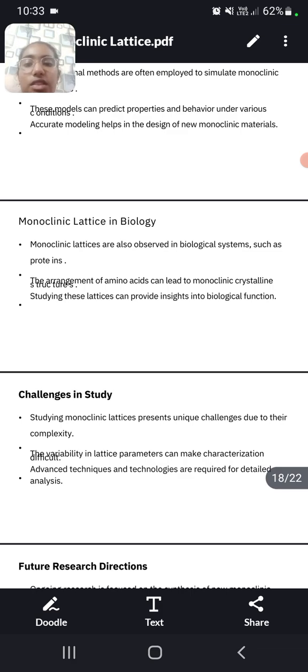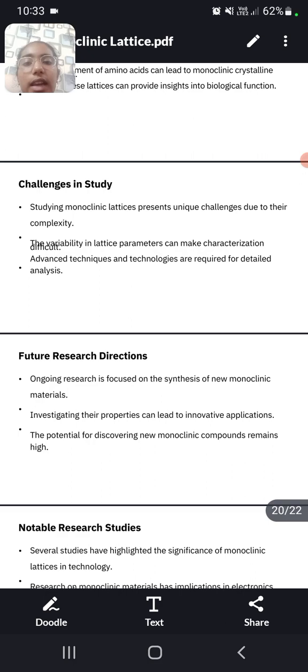Next is challenges in study. Studying monoclinic lattices presents unique challenges due to their complexity. The variability in lattice parameters can make characterization difficult. Advanced techniques and technologies are required for detailed analysis.